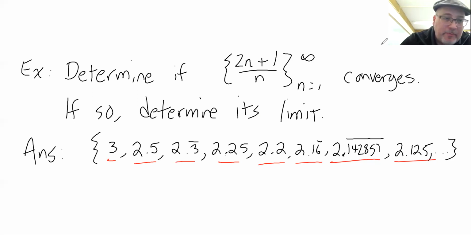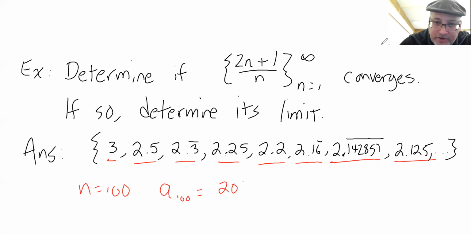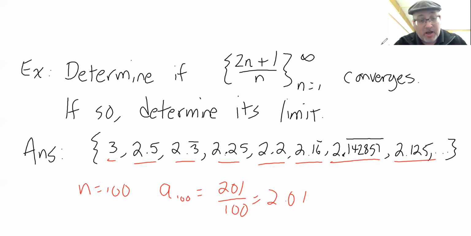For example, let's say we put n equals 100. Then the 100th position would be 201 over 100, which is 2.01. So yeah, these look like they're getting closer to 2.1, but I can go below that. Can I ever go below 2? The answer is no, because the limit actually is 2.